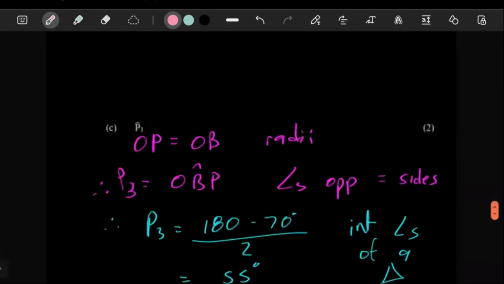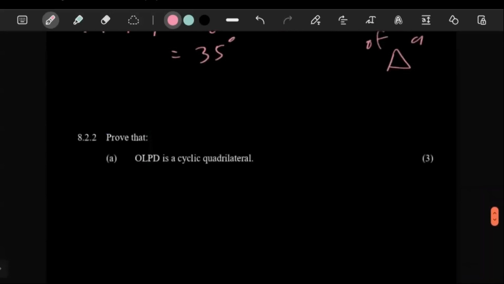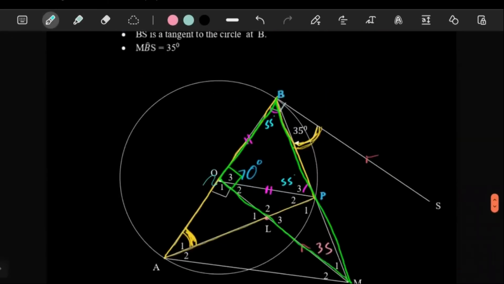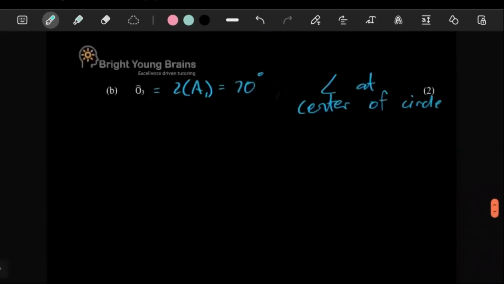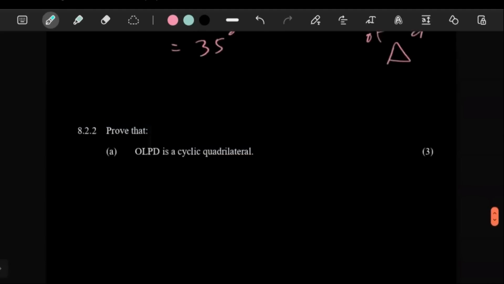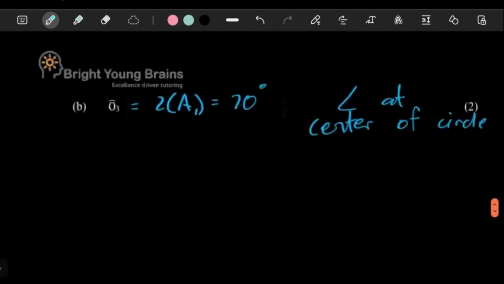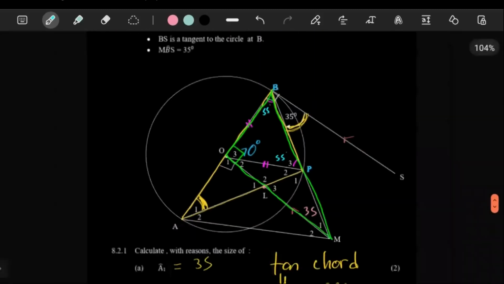So anyways, the next question, they're asking us to prove that OLPD. Where is OLPD? OLP. Where is D now? I think they meant B, but there's no D there. OLPB. Let me check again. There's A, B. There's not even a C. Yeah, I think they meant OLPB because there's no D in this question.